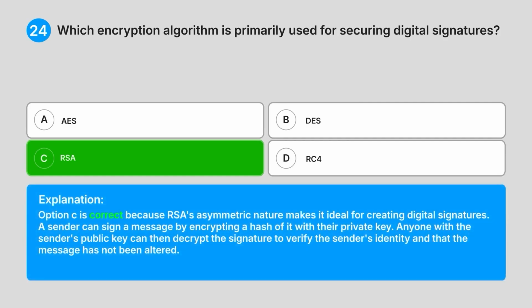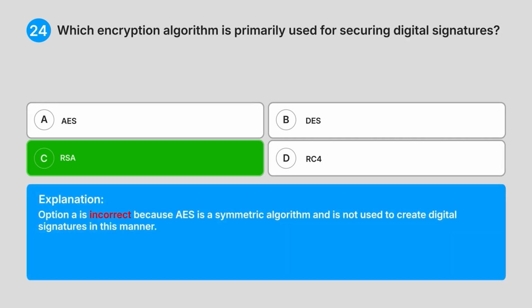Explanation: option C is correct because RSA's asymmetric nature makes it ideal for creating digital signatures. A sender can sign a message by encrypting a hash of it with their private key. Anyone with the sender's public key can then decrypt the signature to verify the sender's identity and that the message has not been altered.